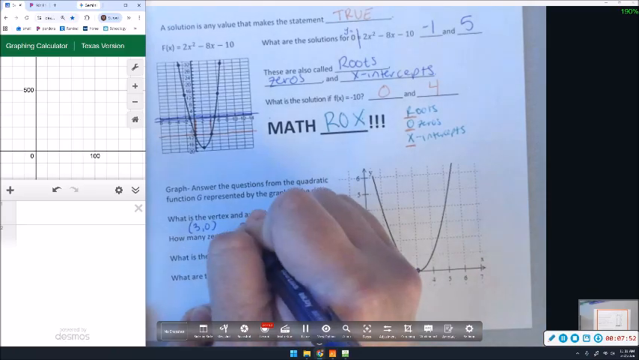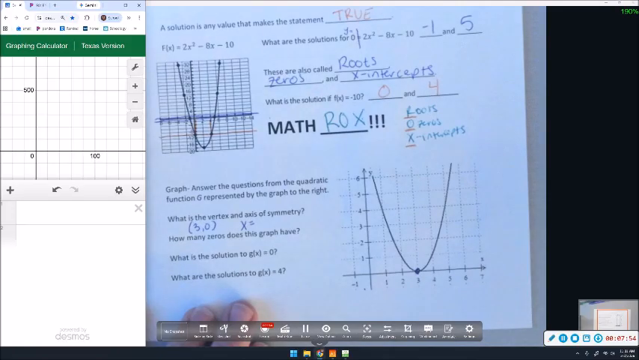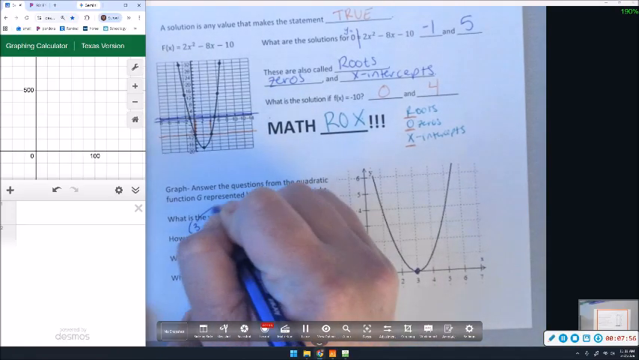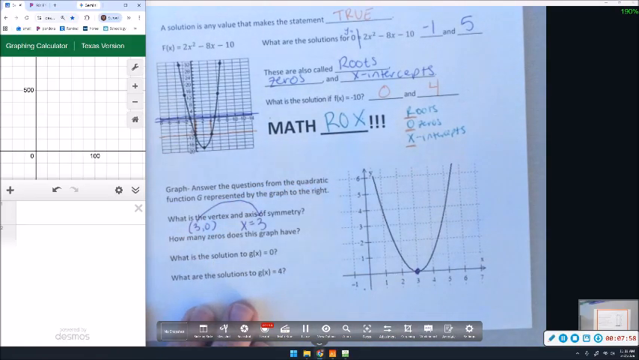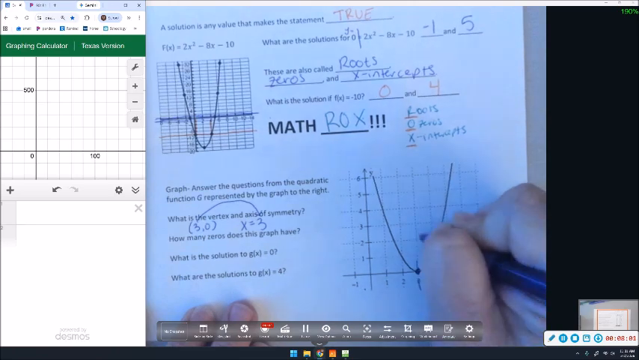And my axis of symmetry is x equals what? 3. Because remember, the x of your vertex is always going to be that number. And it's because that's where it cuts it in half.